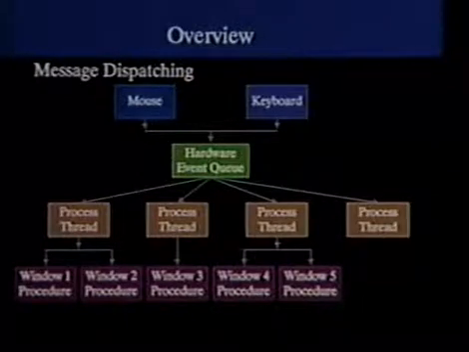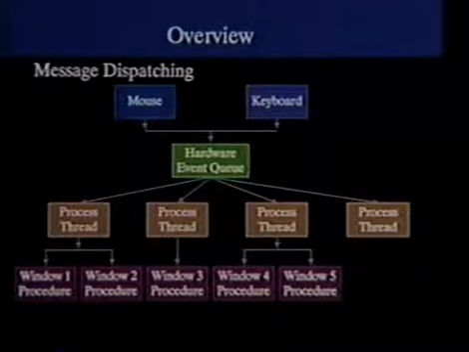Currently on the screen is the overall flow of control in the system. Events start with the mouse and the keyboard. They're put into a bucket called the hardware event queue. And from the hardware event queue, they're sent to the threads of control that will process them. From the process threads, they are directed to the window for which they're intended. So this on your screen now is the overall flow of information in the system in a diagrammatic form.